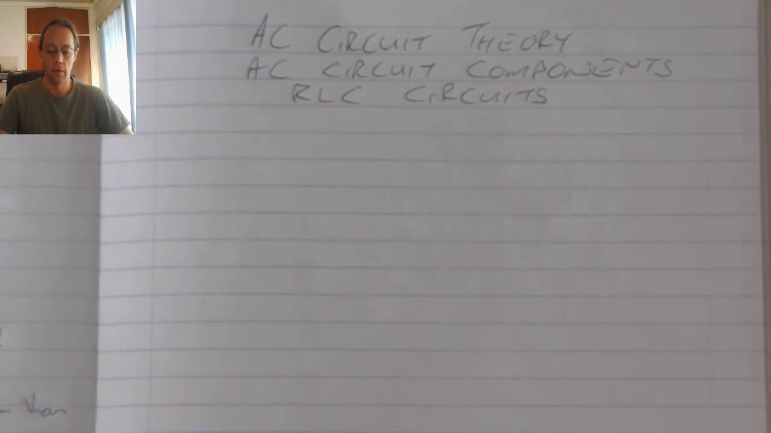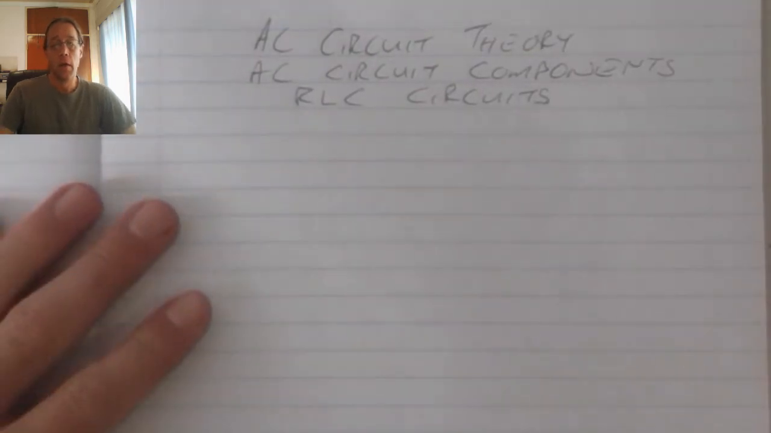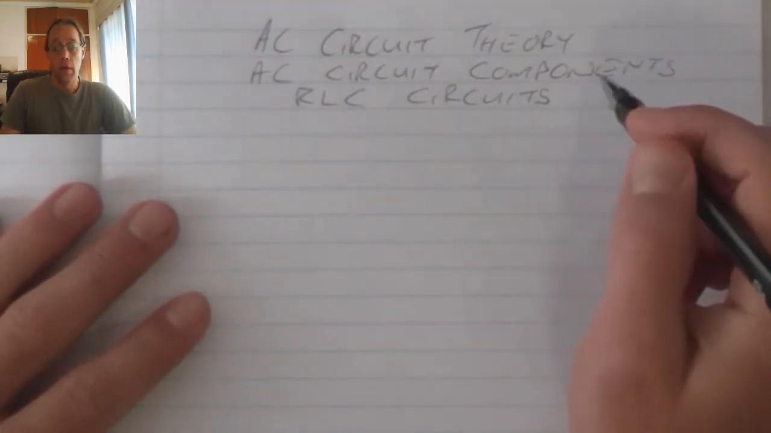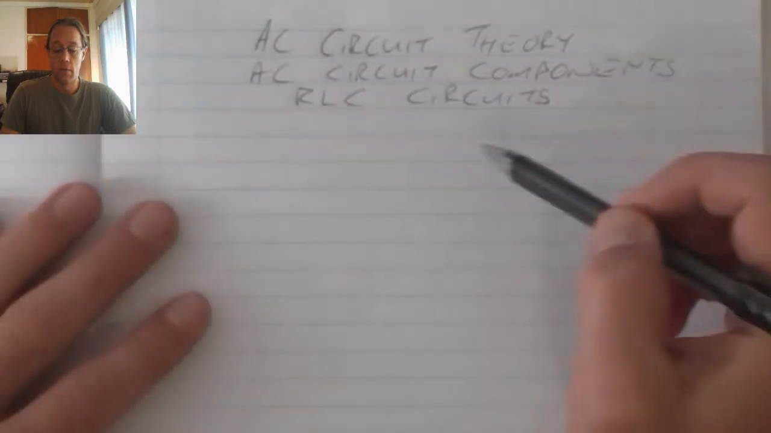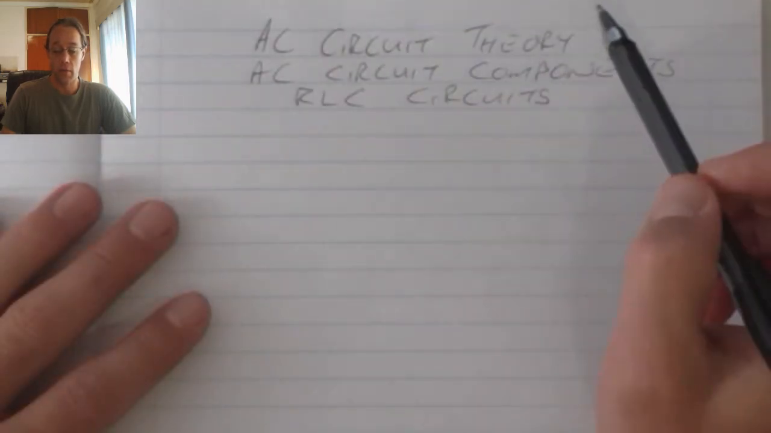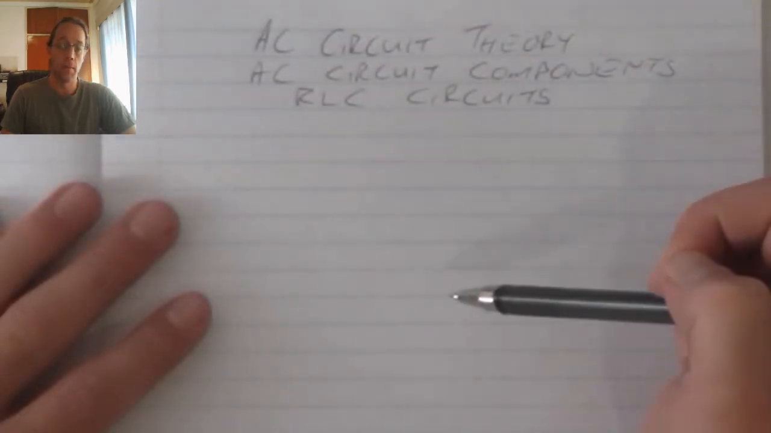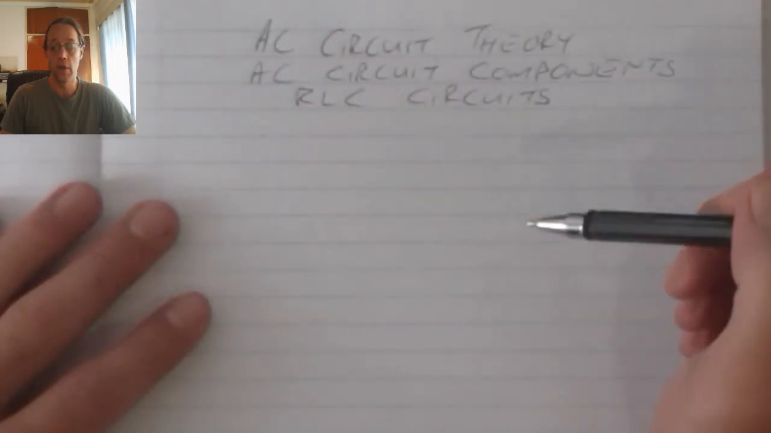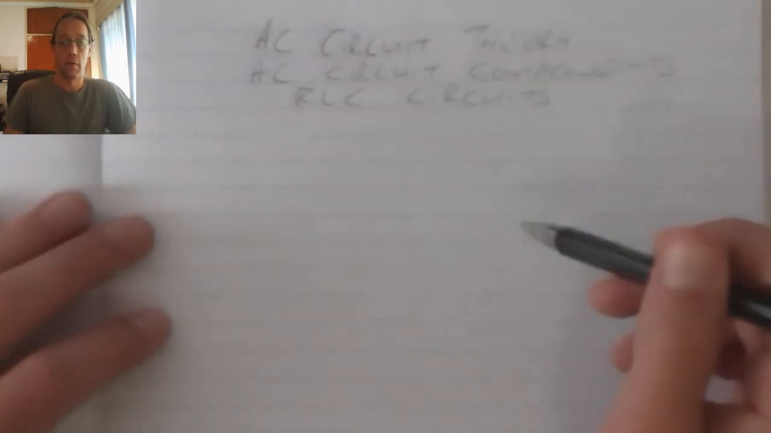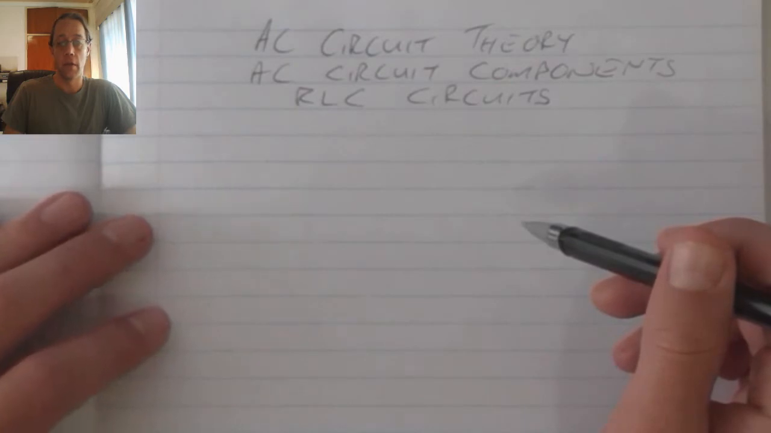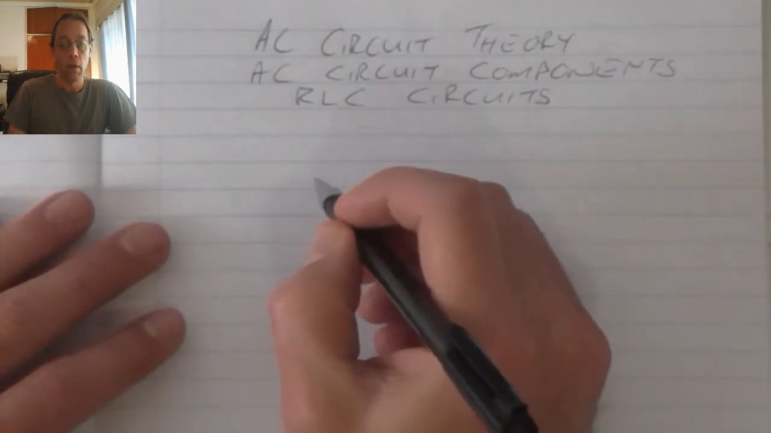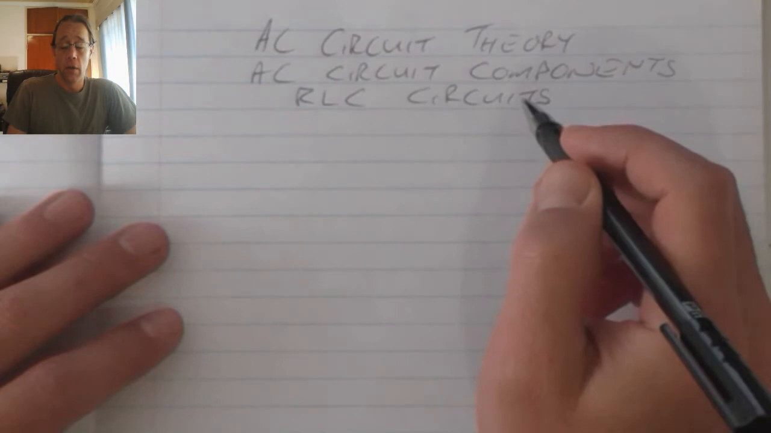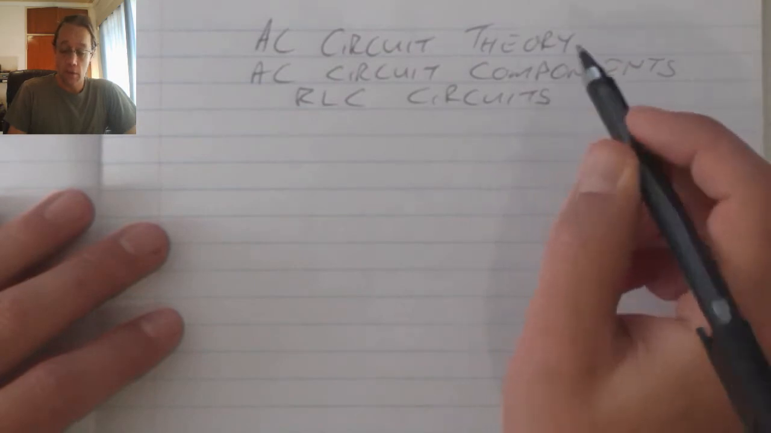AC circuit theory, AC circuit components, or RLC circuits. When looking at these components, we're going to look at the resistor, the inductor, and the capacitor, and the effect that they have on voltage and current when applied to alternating voltage and alternating current supplies. We're going to look at these components as pure components.